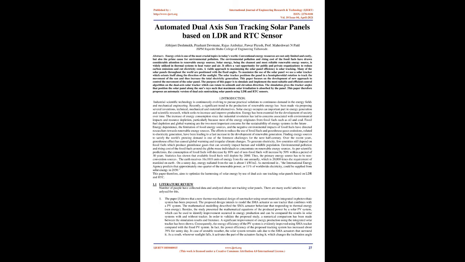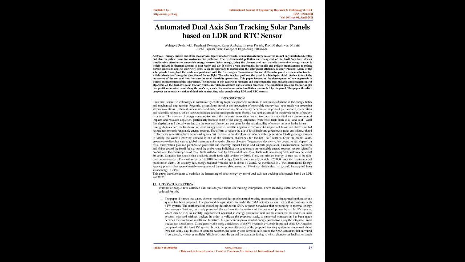Solar energy, being the cleanest and most reliable renewable energy source, is widely utilized in thermal systems to heat water and air. It offers a vast opportunity for public and private organizations to reduce carbon emissions and cut electricity costs. A viable approach to maximizing the solar panel efficiency is solar tracking. Many of the solar panels throughout the world are positioned with fixed angles. To maximize the use of the solar panel, we use a solar tracker which orients itself along the direction of the sunlight. The solar tracker positions the panel in a hemispheroidal rotation to track the movement of the sun and thus increase the total electricity generation.